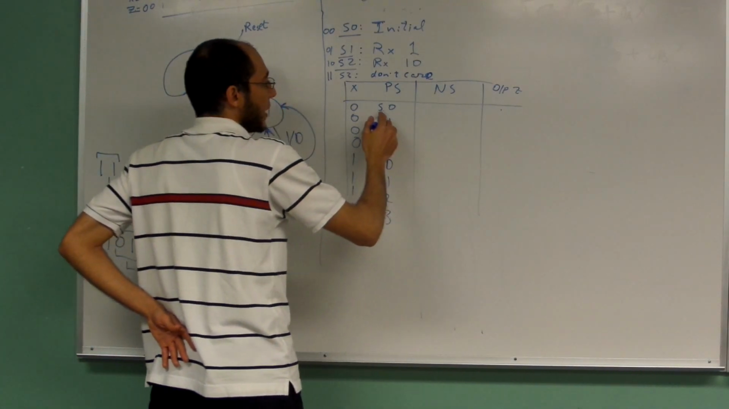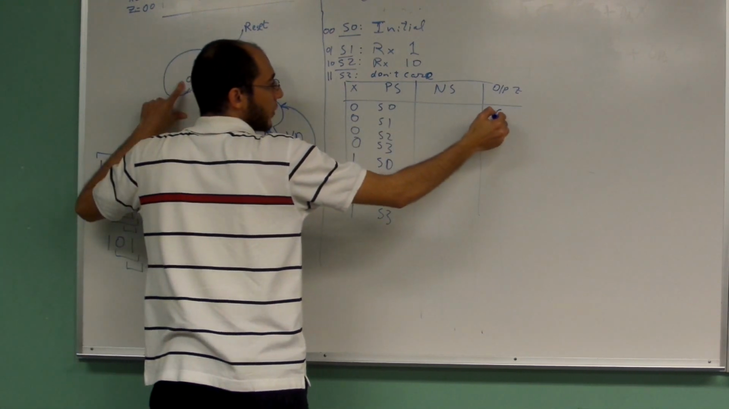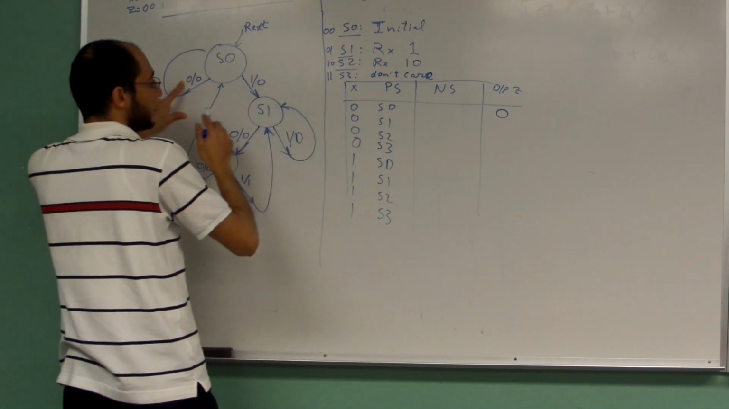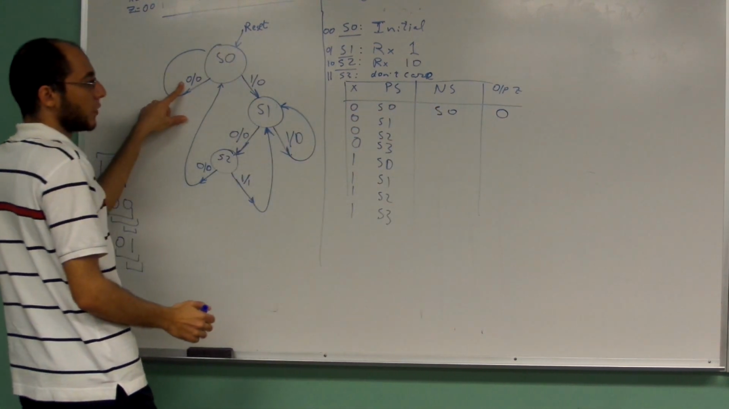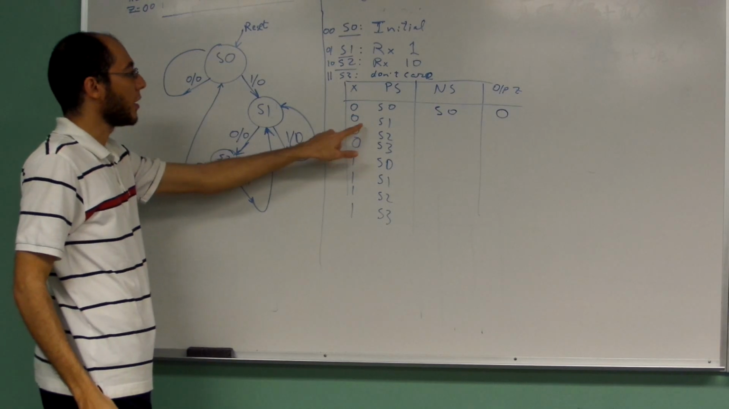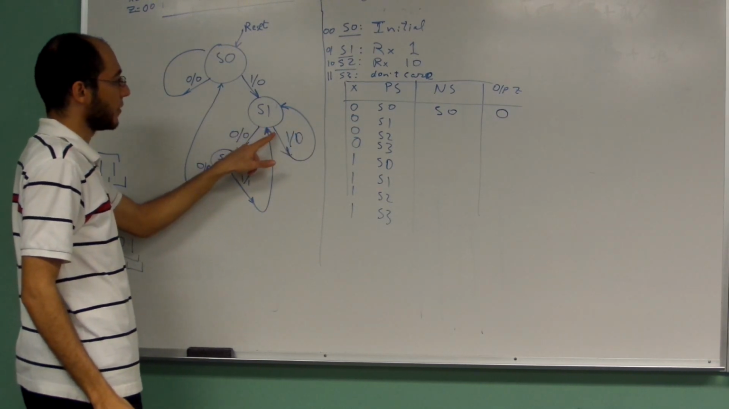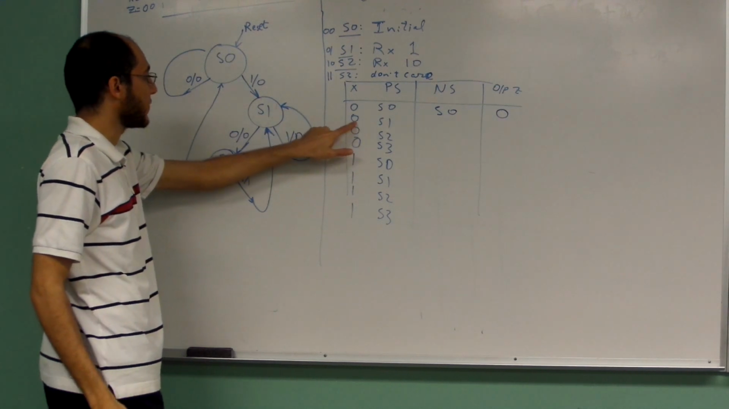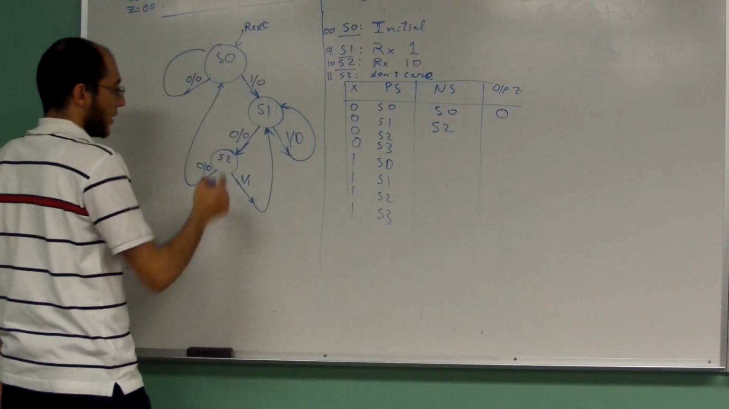So, S0, I receive a 0, and I have an output of 0, and the next state is S0. Okay? S1, and I receive a 1, I go to state S0. And S1 receiving a 0, I go to state S2, and the output is 0.